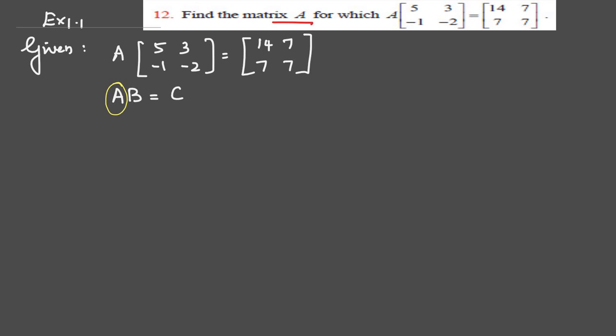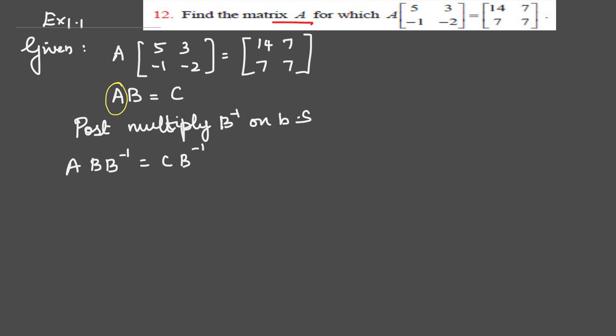So I post multiply on both sides with B inverse. Post multiplying by B inverse on both sides, we get A B B inverse is equal to C into B inverse. B B inverse we know is equal to the identity I. Therefore, we get A is equal to C into B inverse. We know what is the B matrix.